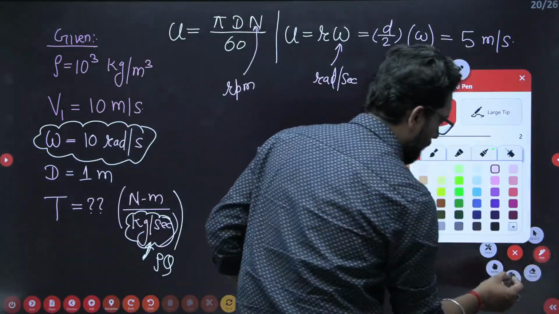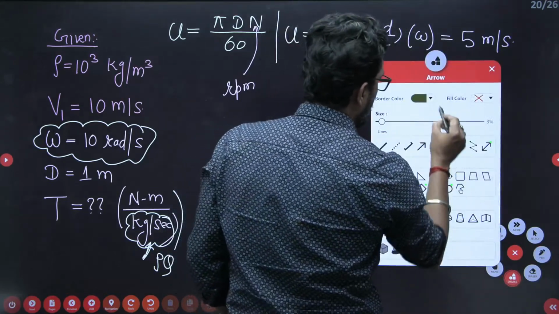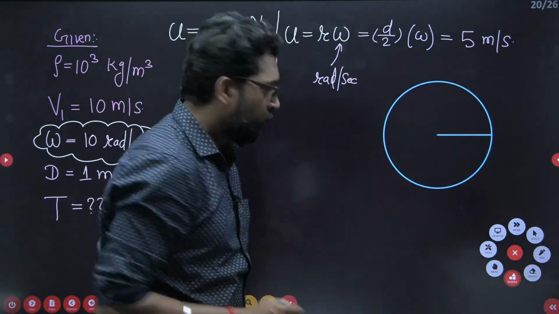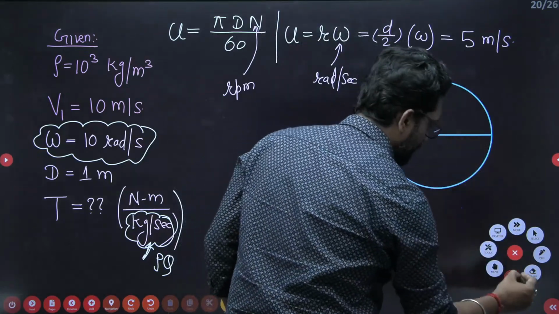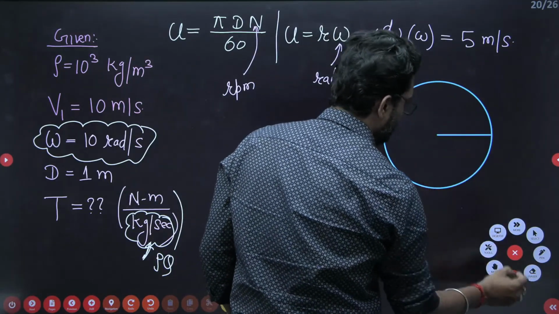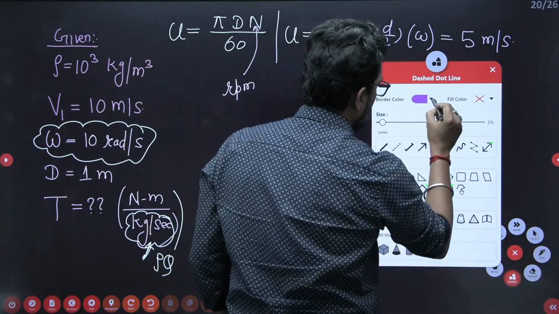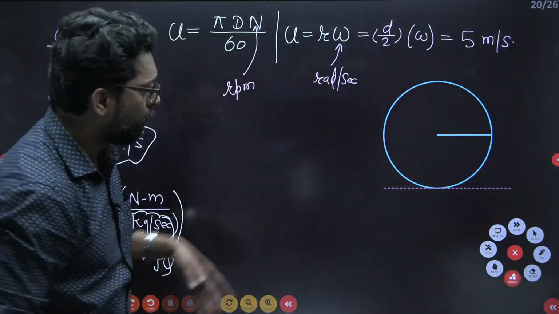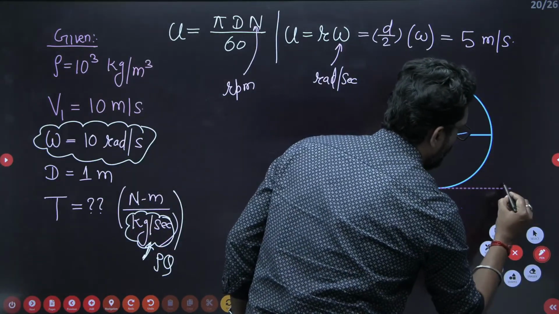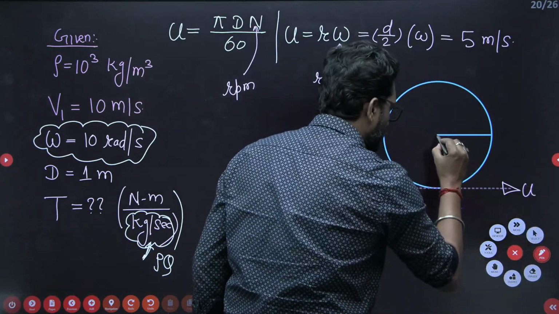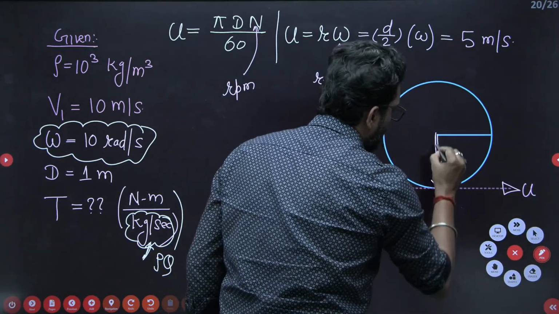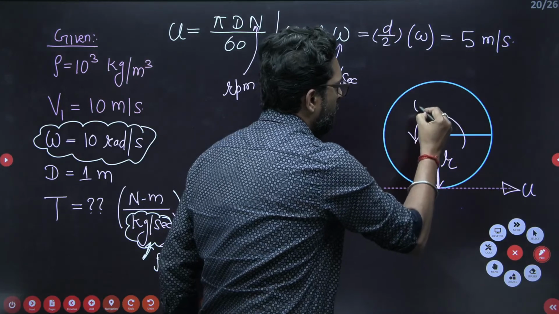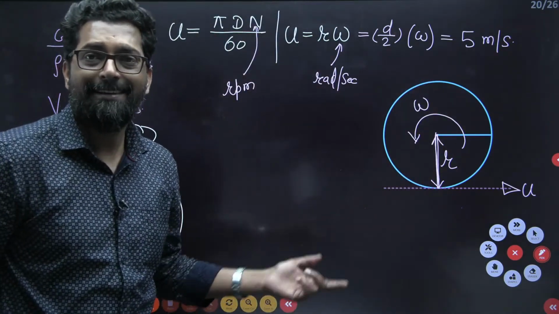If this is your rotor and it is rotating like that, this is your velocity in this direction. Is it visible? Yes. In this direction this is the velocity U, and from here to the center this is the radius R. This develops the torque to rotate the wheel, omega. It is simple mechanics.